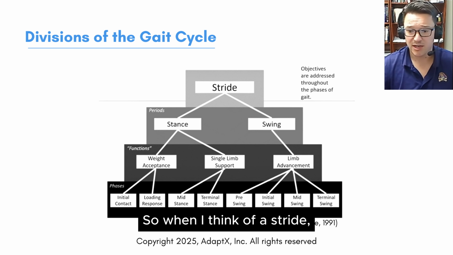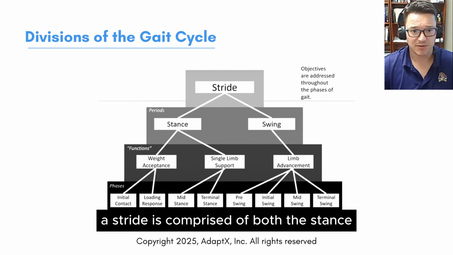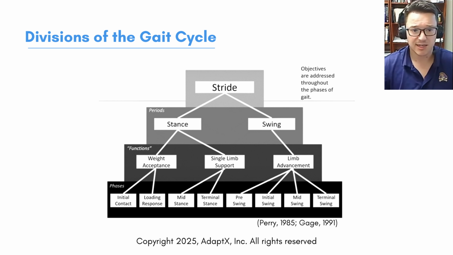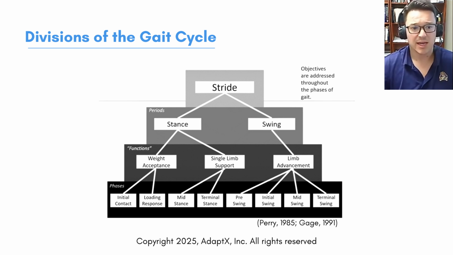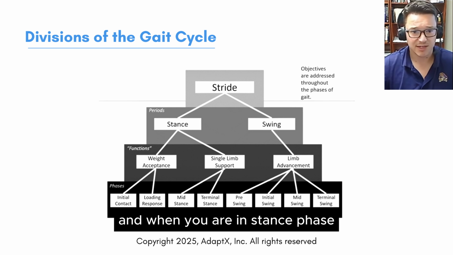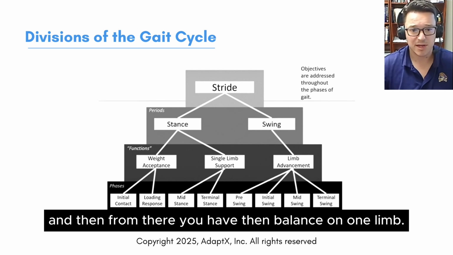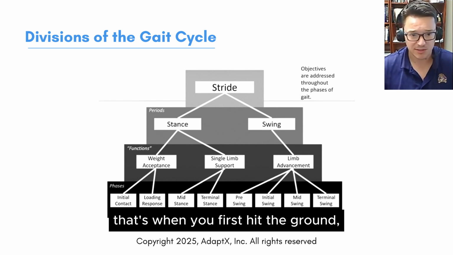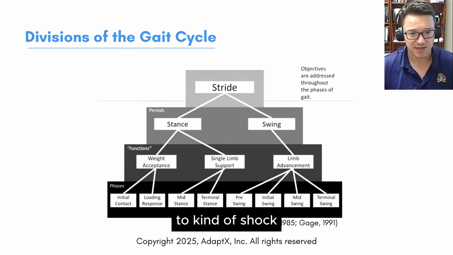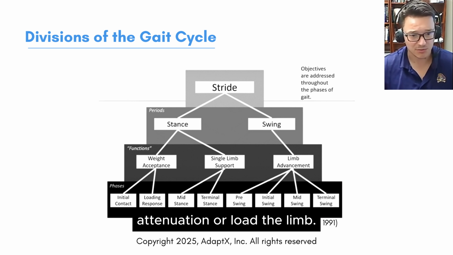When I think of it, a stride is comprised of both the stance phase and the swing phase. Stance phase is when your foot's on the ground, swing phase is when it's not on the ground. And when you're in stance phase, you have to accept your weight, and then from there, you have to balance on one limb. When you're accepting your weight, that's when you first hit the ground and then you bend and flex the leg a little bit for shock attenuation, to load the limb.